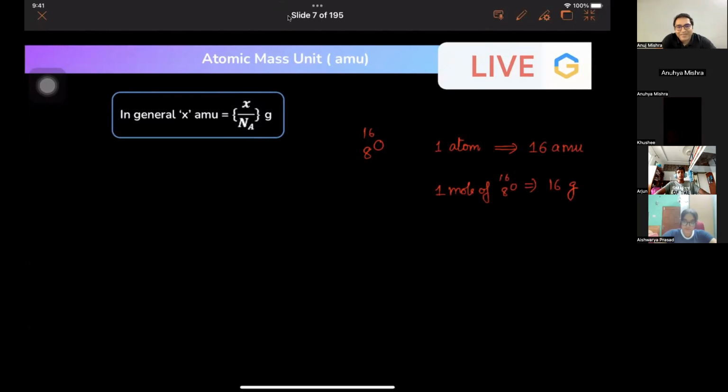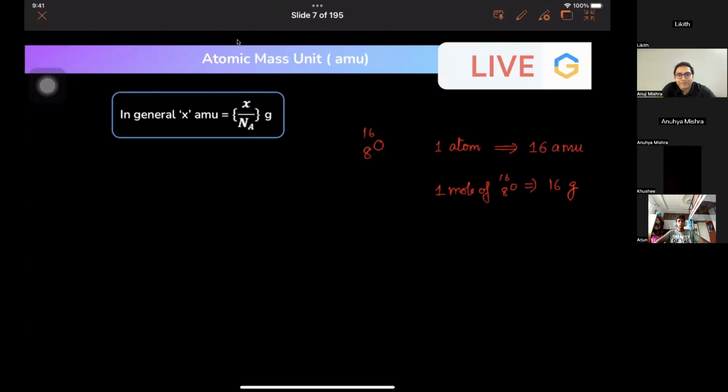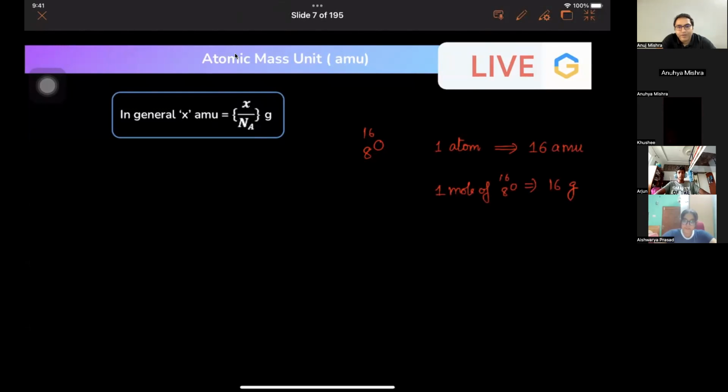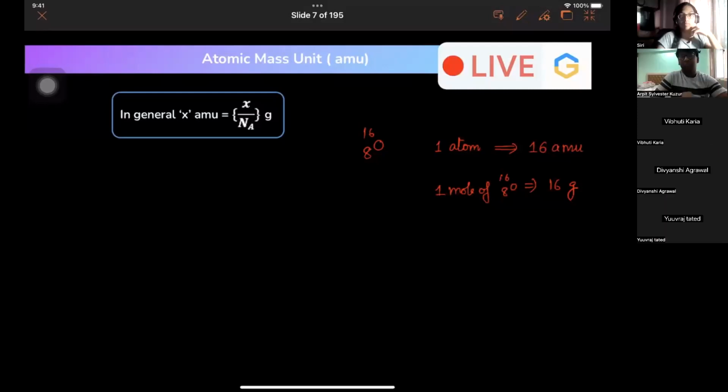Like type 1 basically. Raise your hand as in type 1. Quickly, type 1, if you understand this. This is a very simple line I'm telling. Whatever is valid for carbon, I'm applying for oxygen. Is it clear? Arjun, Aishwarya, Yuvraj, Arpit, Siri. Clear this line, everyone?